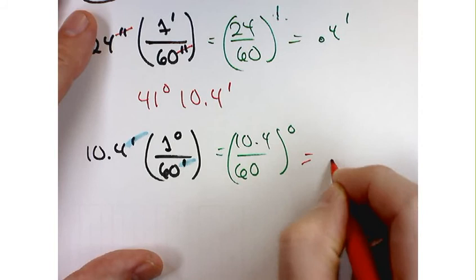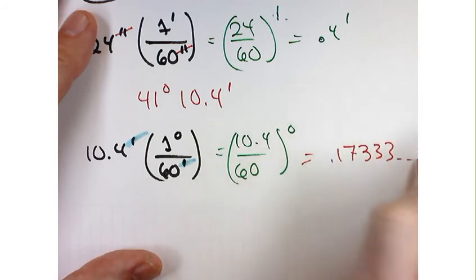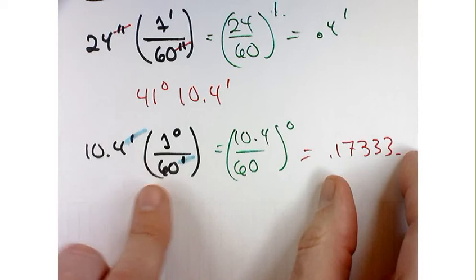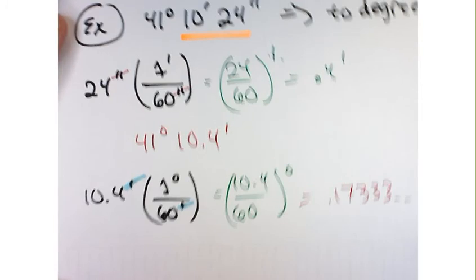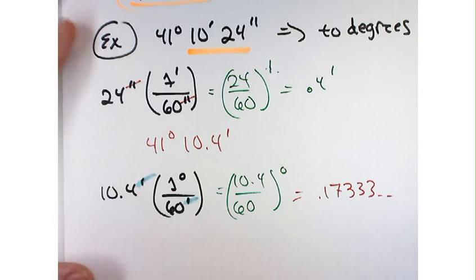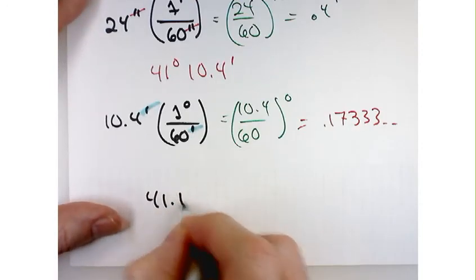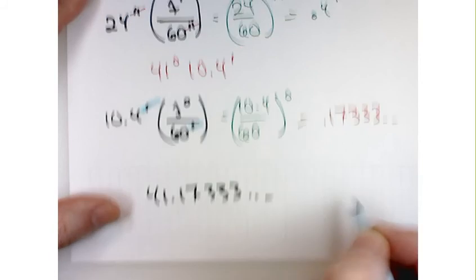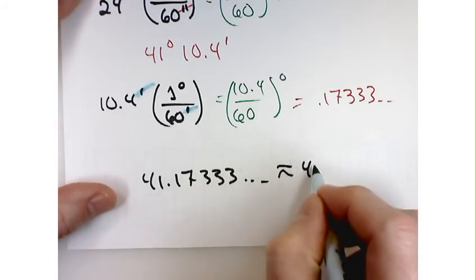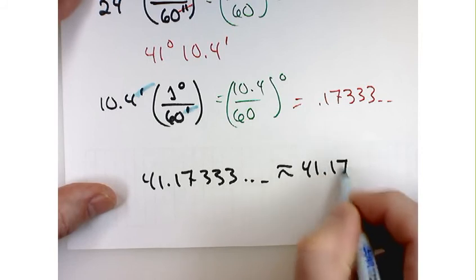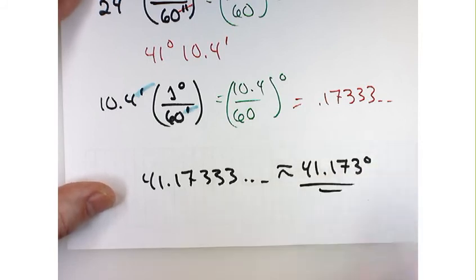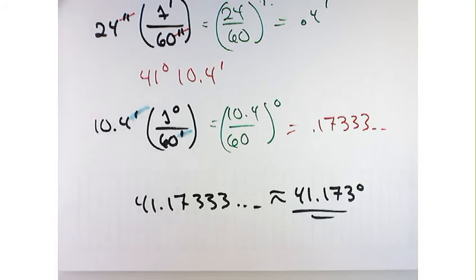So about 0.17333, etc. But now I can put that onto this number and finish off my problem. It's going to be 41.17333... And you can round that to, like I said, anything you need. Let's do 0.173 degrees. So same angle, you've just changed it from minutes and seconds to just degrees. Looking good on that one.